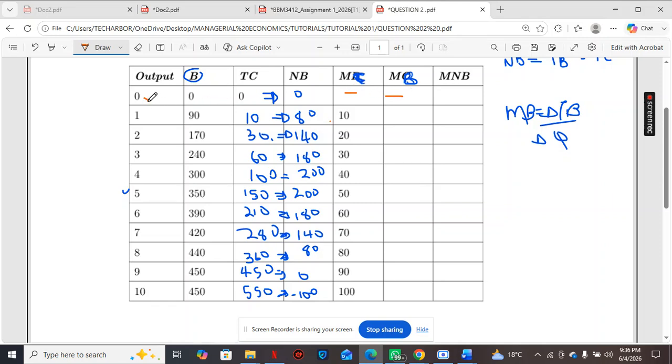When we move from 0 units to 1 unit, our benefit increases from 0 to 90. So our marginal benefit is going to be 90 minus 0 over 1 minus 0. 1 minus 0 is 1, and 90 minus 0 is 90. So our marginal benefit here is 90, the additional benefit this unit has brought. When we move from 1 unit to 2 units, the benefit increases from 90 to 170. So the marginal benefit, you say 170 minus 90, you get 80.